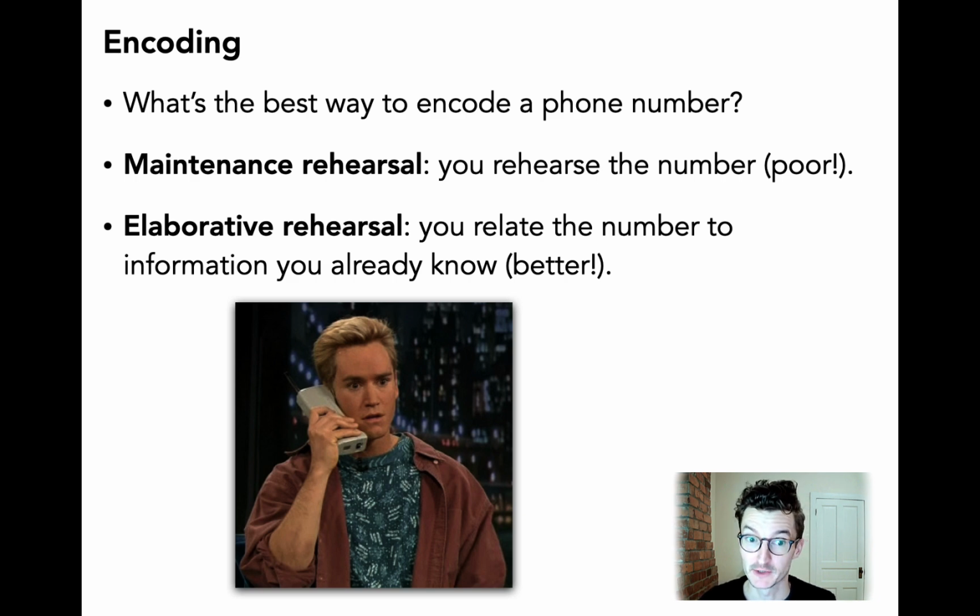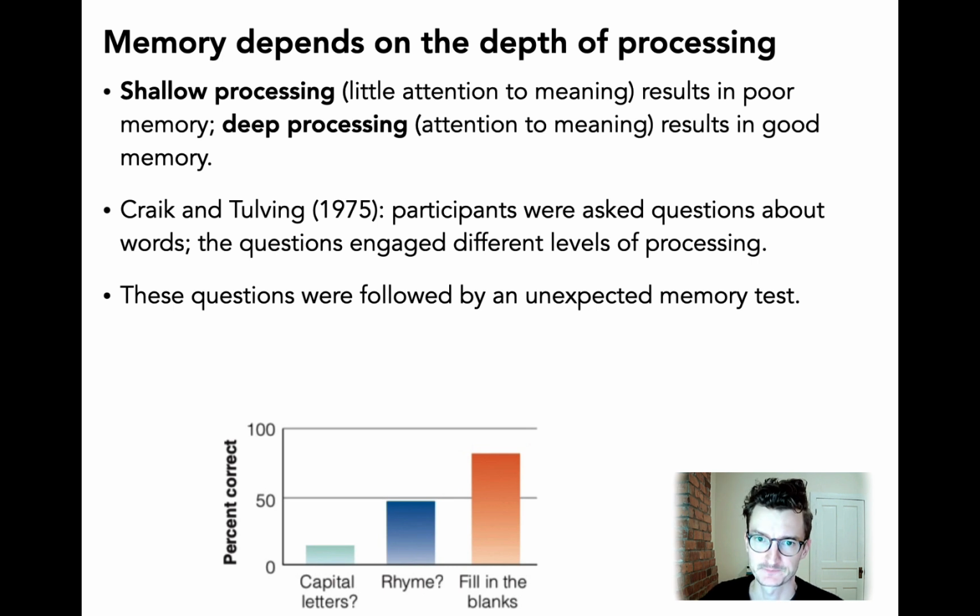Elaborative rehearsal is much better. So you want to relate the information to yourself in some way. You want to think more deeply about it. And so we can distinguish here between what's called shallow processing and deep processing. In shallow processing, you're paying very little attention to the meaning of the information you're trying to learn and remember. In deep processing, you're paying a lot of attention to the meaning of the material you're trying to learn and remember. And deep processing leads to better memory, better retention.